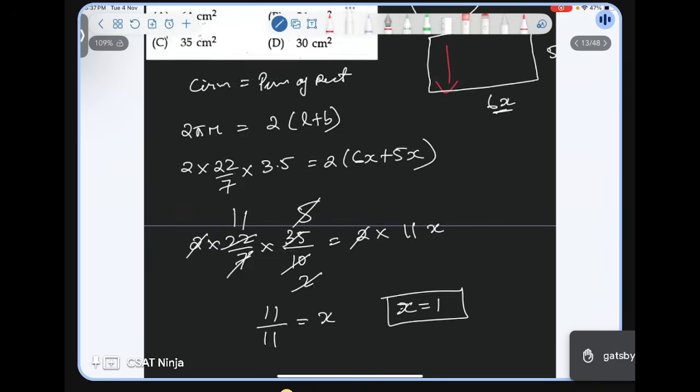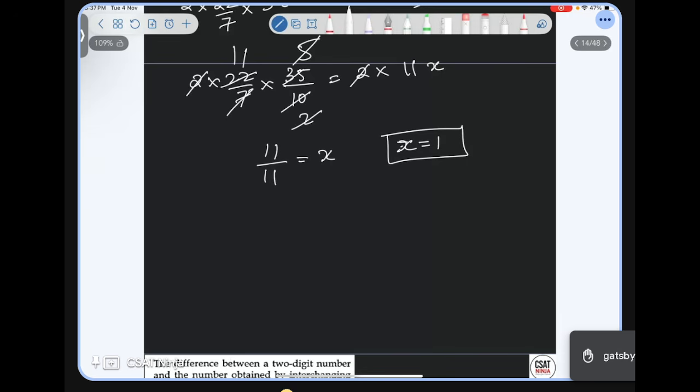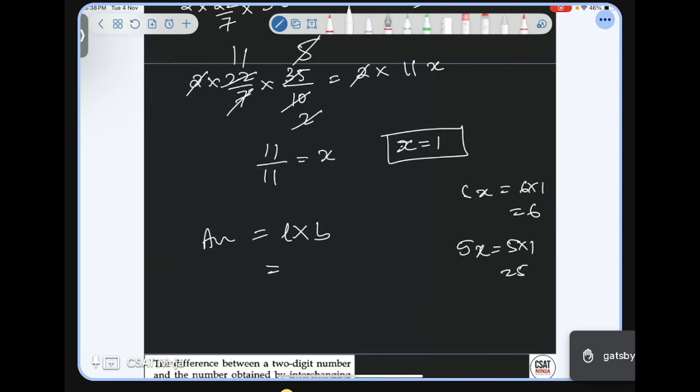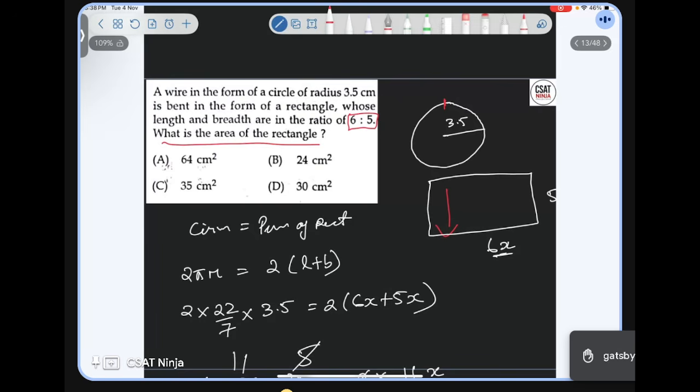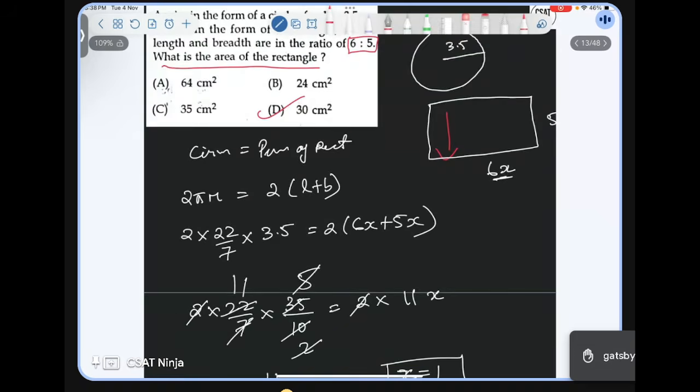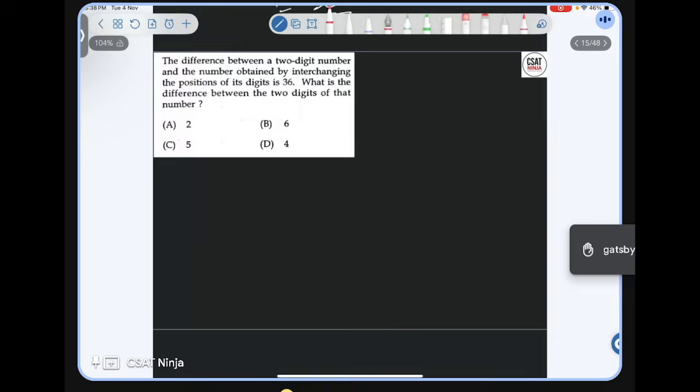So if x is 1, we are asked to find the area of the rectangle. The area of a rectangle formula is length into breadth. Length here is 6x, which is 6 into 1, which is 6, and breadth here is 5x, so 5 into 1, which is 5. 6 into 5 is 30. So the area is 30 centimeter square, which is option T. For this type of question, you just need to know the formula. That's the only thing.